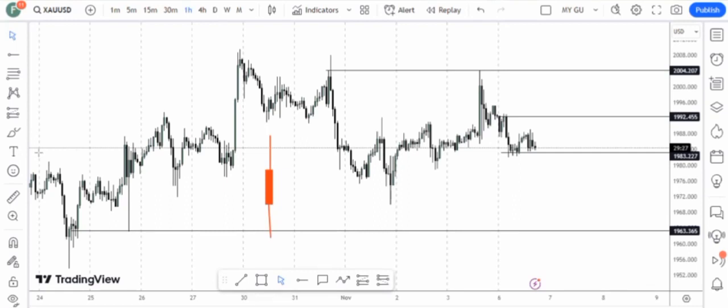On that body, we have the body range. So this body is a range of its own, and then the upper wick is a range of its own, and the lower wick is a range of its own. Now let's look at a bullish candle, and on the bullish candle as well, it's the same thing.